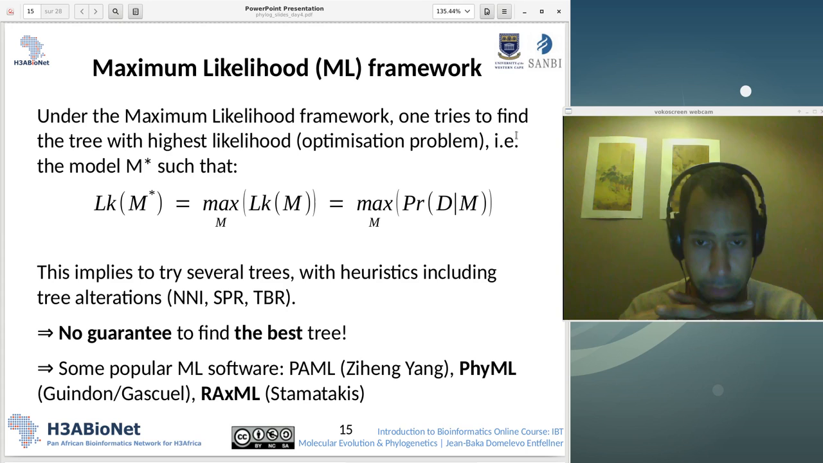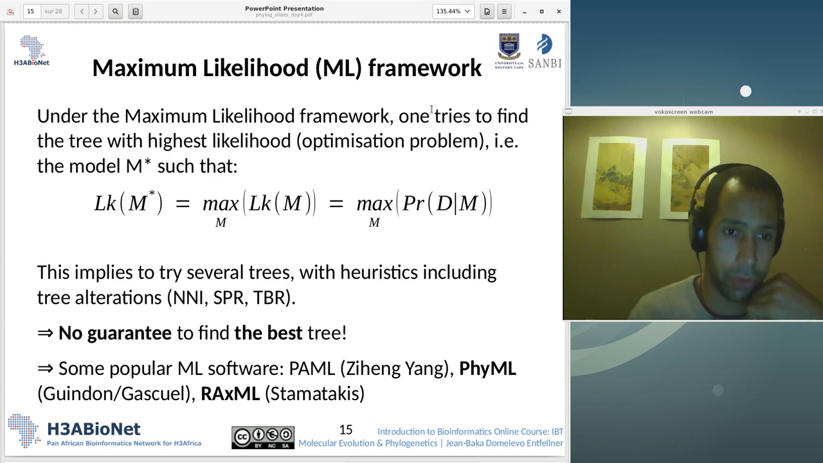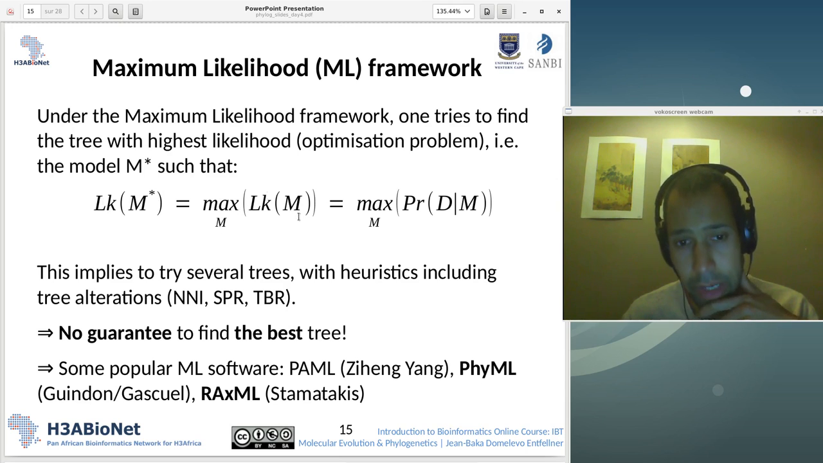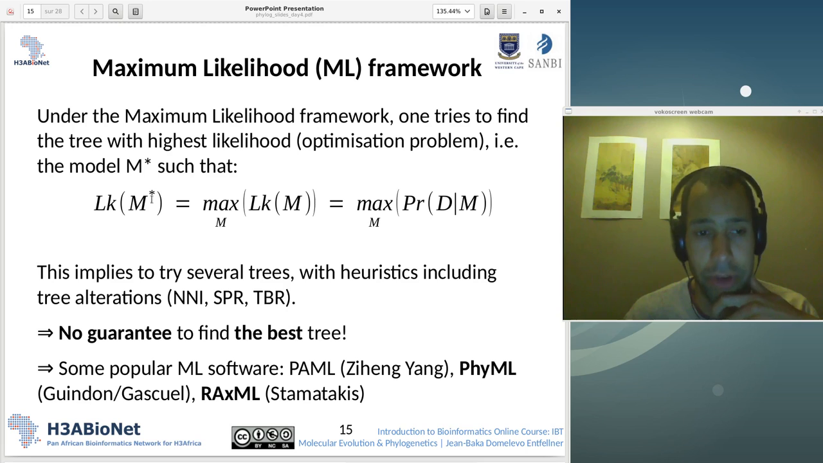It's an optimization problem. We want to find the model M star, such that the model M star is the maximum over all models M, the model that maximizes the likelihood. The likelihood of the best model M star is the maximum over all models of their likelihoods. Okay, so we want to find M star that is argmax of LK of M, so the maximum of the probability of D conditional to M.